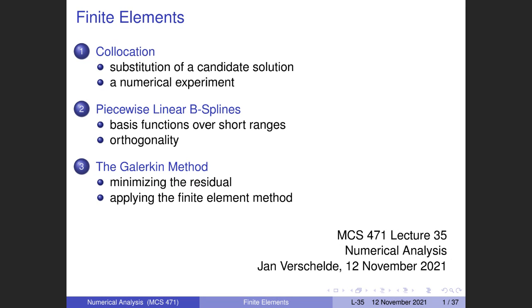So the finite element method reduces our two-point boundary value problem to a linear system, the same as what we obtained last time with the finite difference method. The difference now is that we apply another idea, the idea of collocation, to get to the linear system that we solve.